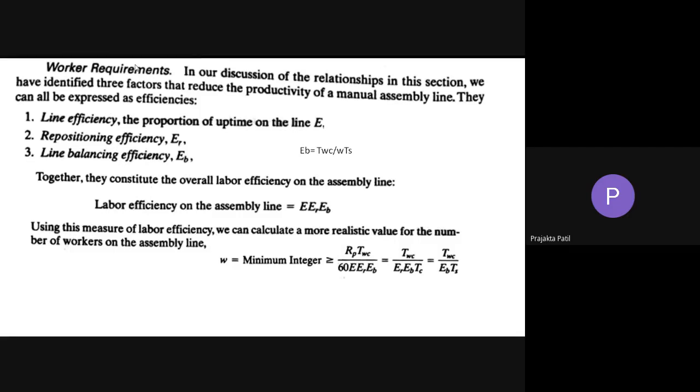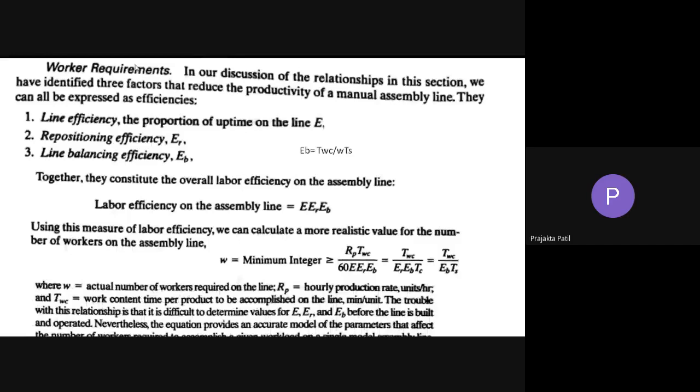But the problem here is that all of these efficiencies can be calculated only after the line has been made ready. So finding the number of workers towards the end is going to be of no use. These are the equations we have. The trouble with this relationship is that it is difficult to determine the values of E, ER, and EB before the line is built and operated. But anyway, this equation can provide an accurate model of all the parameters that affect the number of workers required to accomplish the given workload on a single model assembly line.